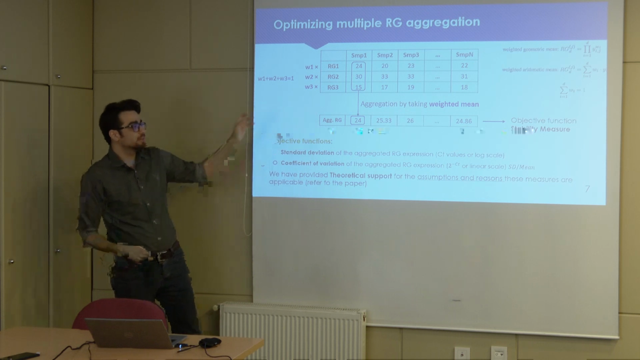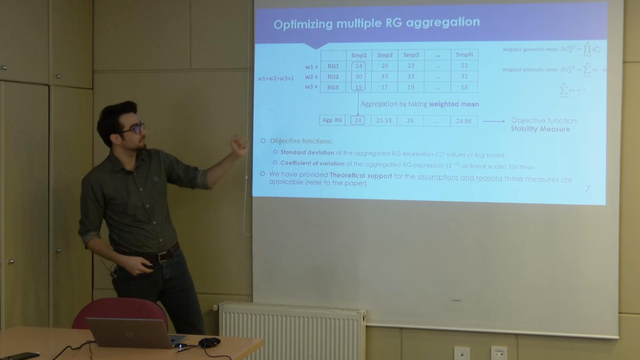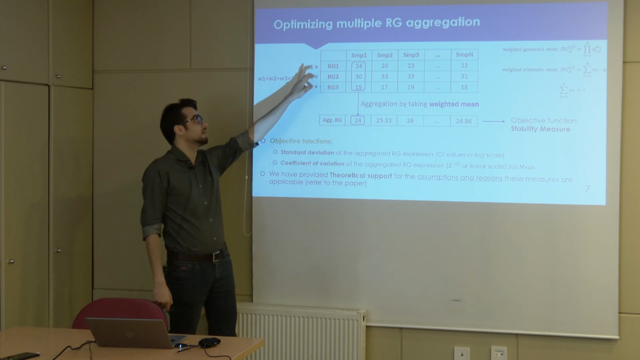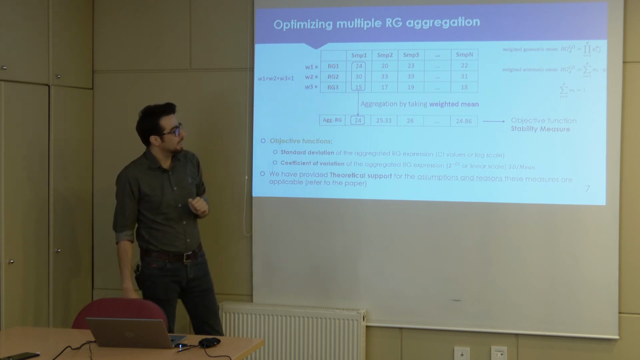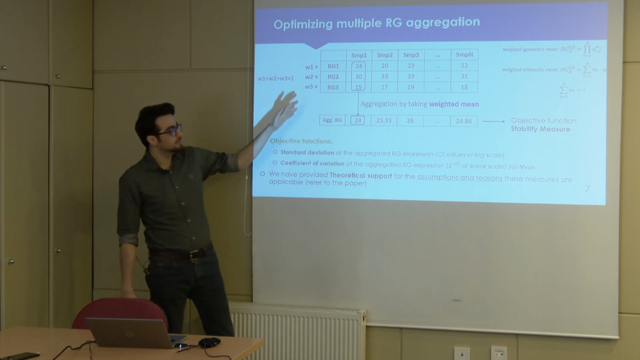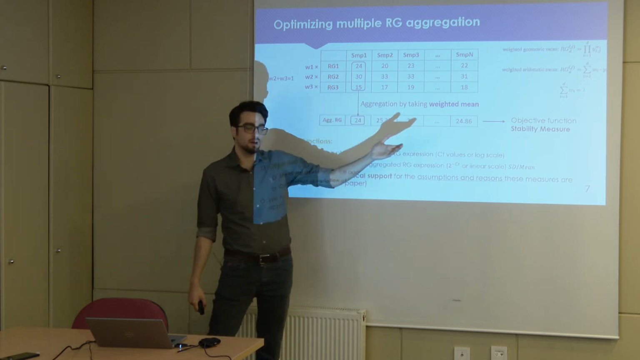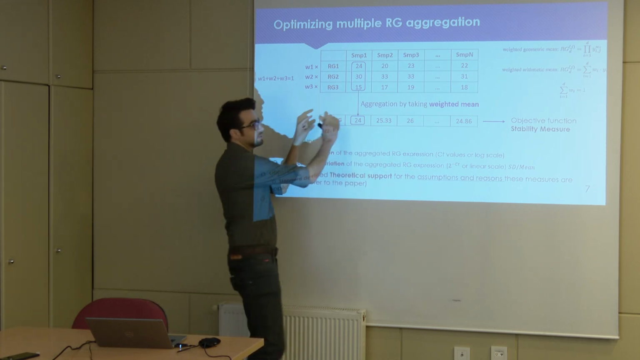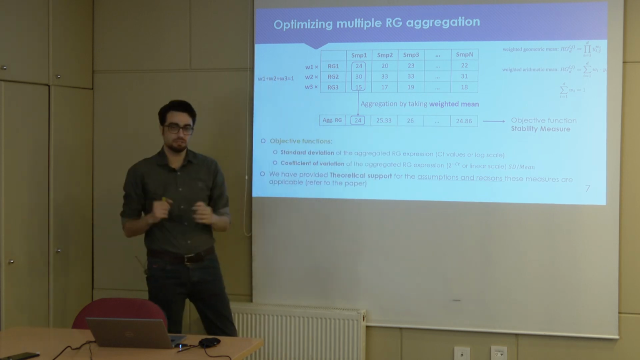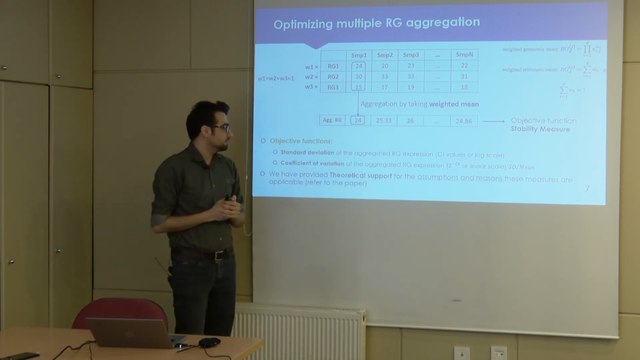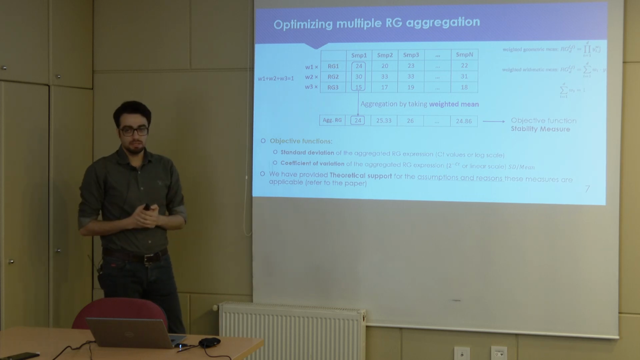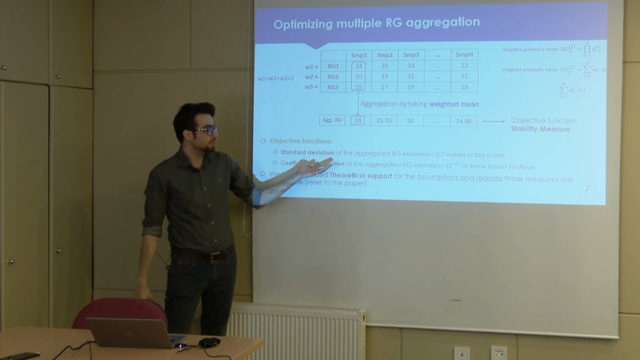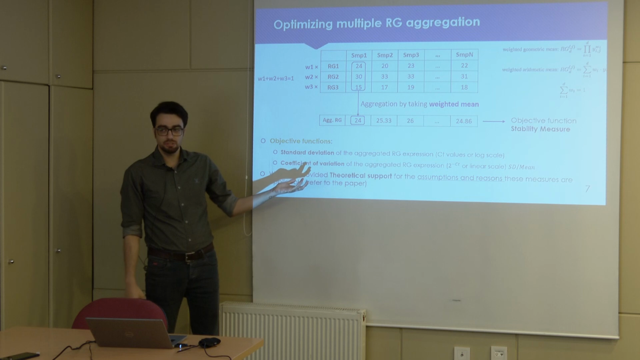Just like the example I explained in the previous slides, here we are just having a weighted mean. Each of the reference genes has a weight, W1, W2, and W3. We are trying to optimize these weights based on our objective, which is the stability of the expression of this single aggregated reference gene. The 2 most widely used stability measures are standard deviation and coefficient of variation.